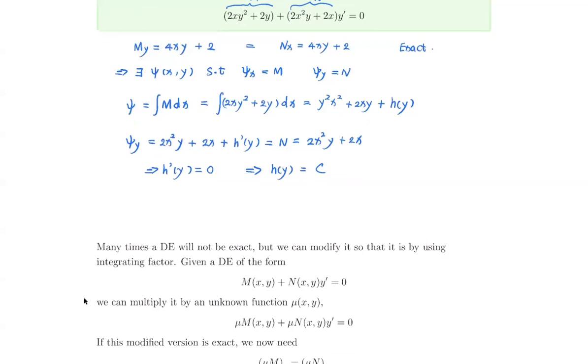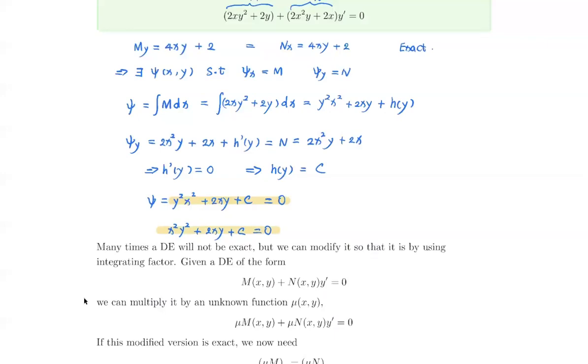Okay, so since we know h of y is a constant, you plug it back in here. That's going to give you our psi, y squared x squared plus 2xy plus c. And if you let it equal 0, this whole thing is going to be your final solution. Okay, this is your final solution. So x squared y squared plus 2xy plus c equals 0. This is your final solution.